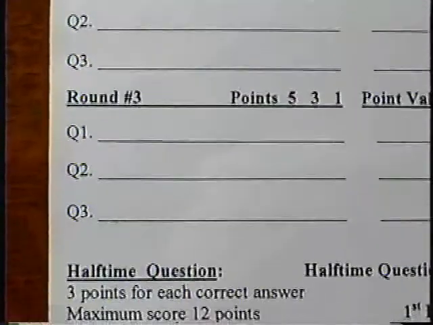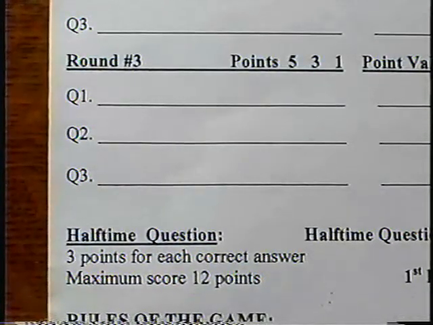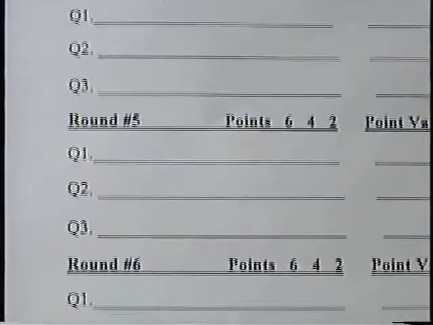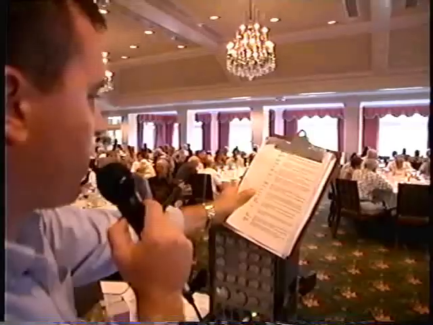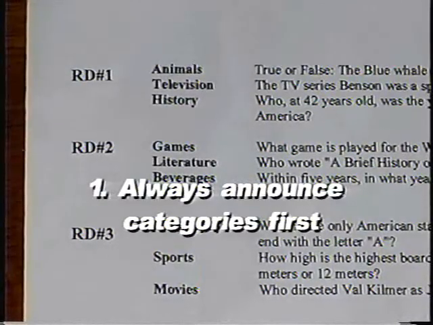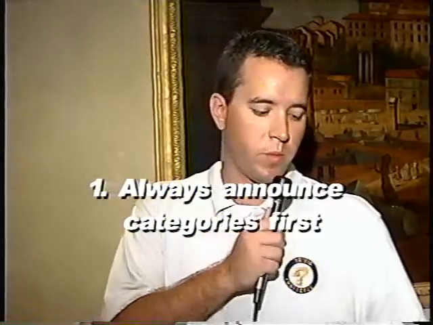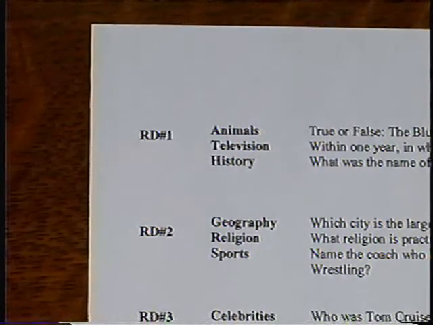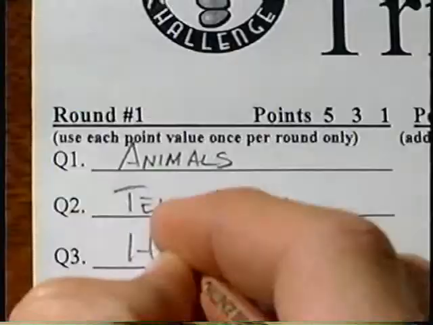You'll notice the game is played in rounds. There are 3 rounds of questions, a halftime question, followed by 3 more rounds of questions, and ending with the final question. The host will announce the categories for the 3 upcoming questions at the beginning of each round. Your categories in round number 1 will be animals, television, and history. Once again, animals, television, and history.